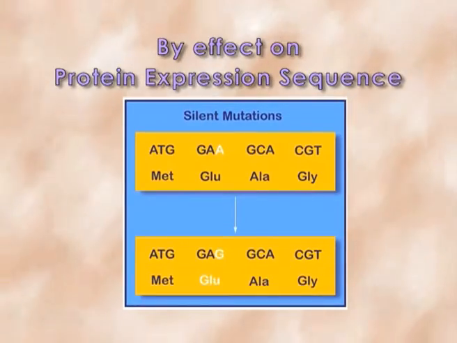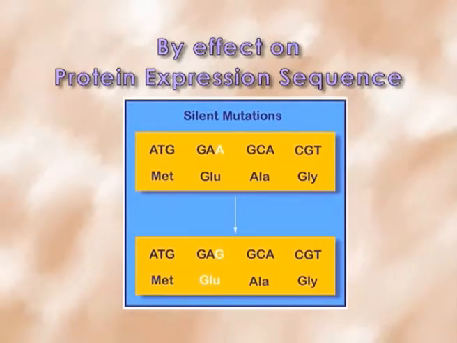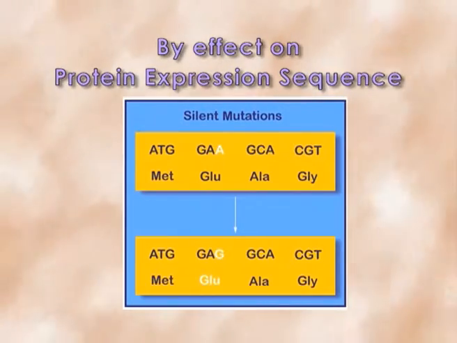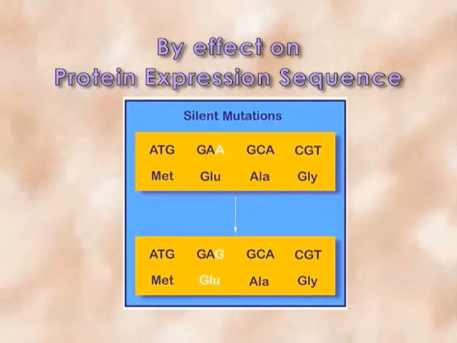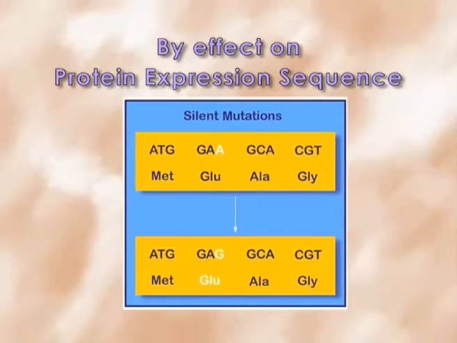By effect on protein expression sequence. As I have already told you, substitution can be manifested at the protein level. What are they? Number one, if they code the same amino acid by exploiting the degeneracy of the codon according to the Wobble hypothesis, synonymous mutation happens, that means the same amino acid is coded. So, that is called silent mutation, because the mutation is happening at the genetic level but not observed in the phenotypic expression at the protein amino acid level.